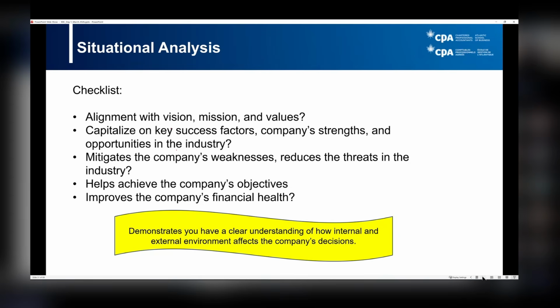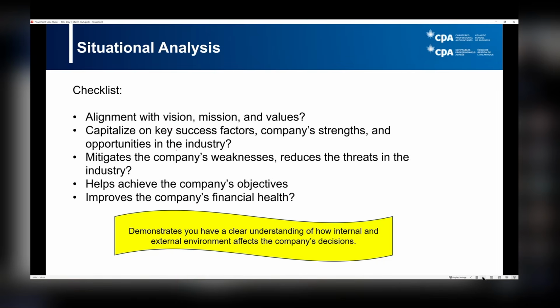And you're not only just creating it in isolation, you're to use it as a checklist. So in other words, does implementing that option align with the company's mission, vision, or values? Does it capitalize on the industry's key success factors? Does it capitalize on the company's strengths and the opportunities in the industry? Does it mitigate the company's weaknesses or reduce the threats in the industry? Does it help the company achieve its objectives? And does it improve the company's financial health?